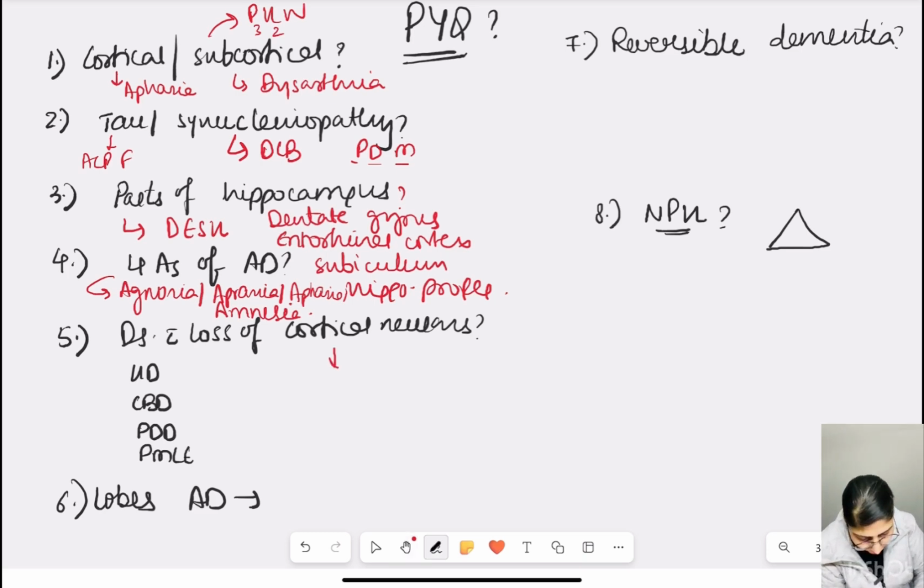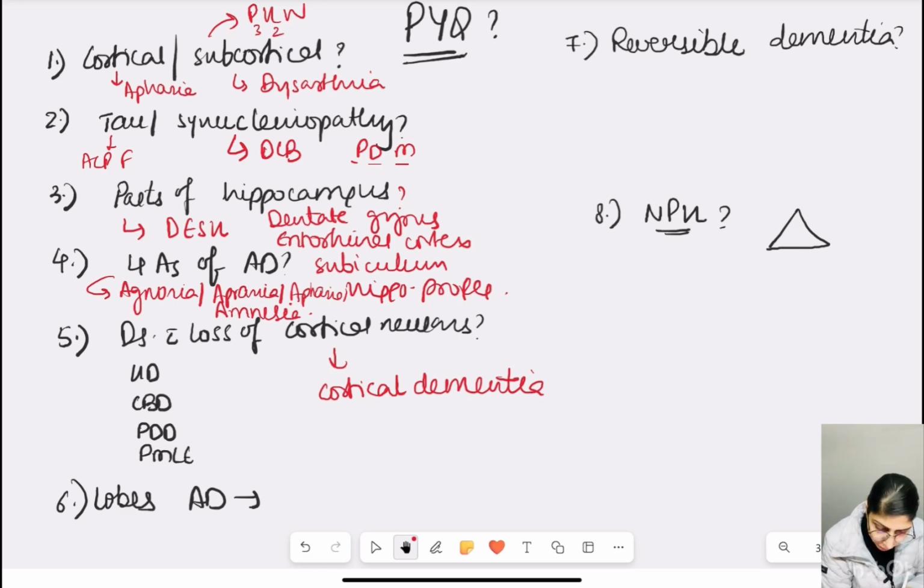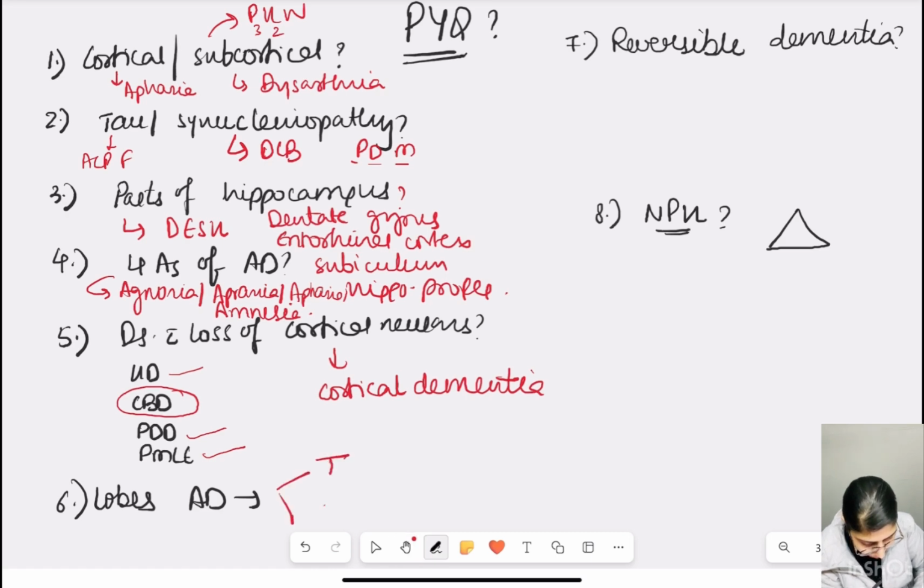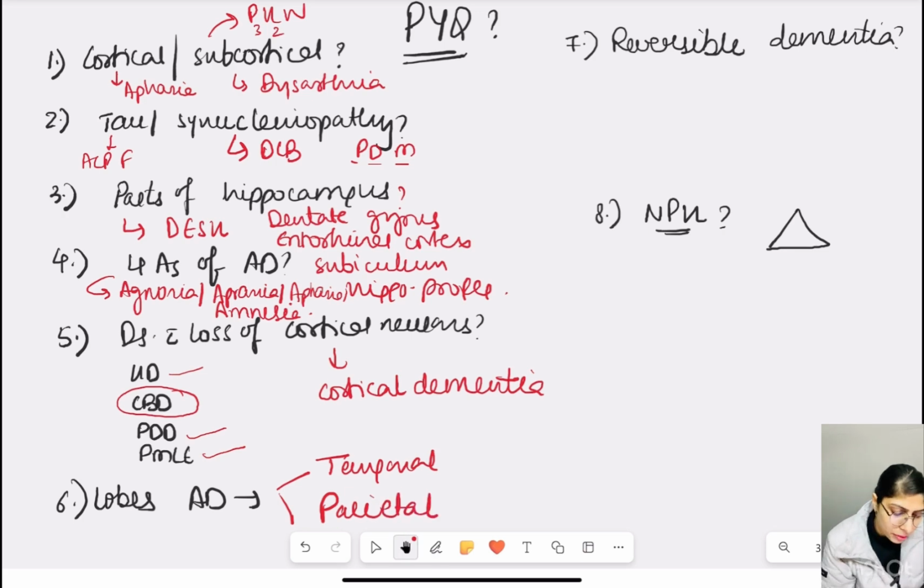Now, disease with loss of cortical neurons only tells me that they're trying to ask a cortical cause of dementia. And we know that in cortical dementias, we have dementias like Alzheimer's, Pick's disease, and CBD. So the answer here will be CBD because HD is a subcortical dementia, PTD is a subcortical dementia, PMLA is a subcortical dementia. We have already discussed all of that. What are the lobes that are affected in Alzheimer's? There are 2 lobes, temporal and parietal.